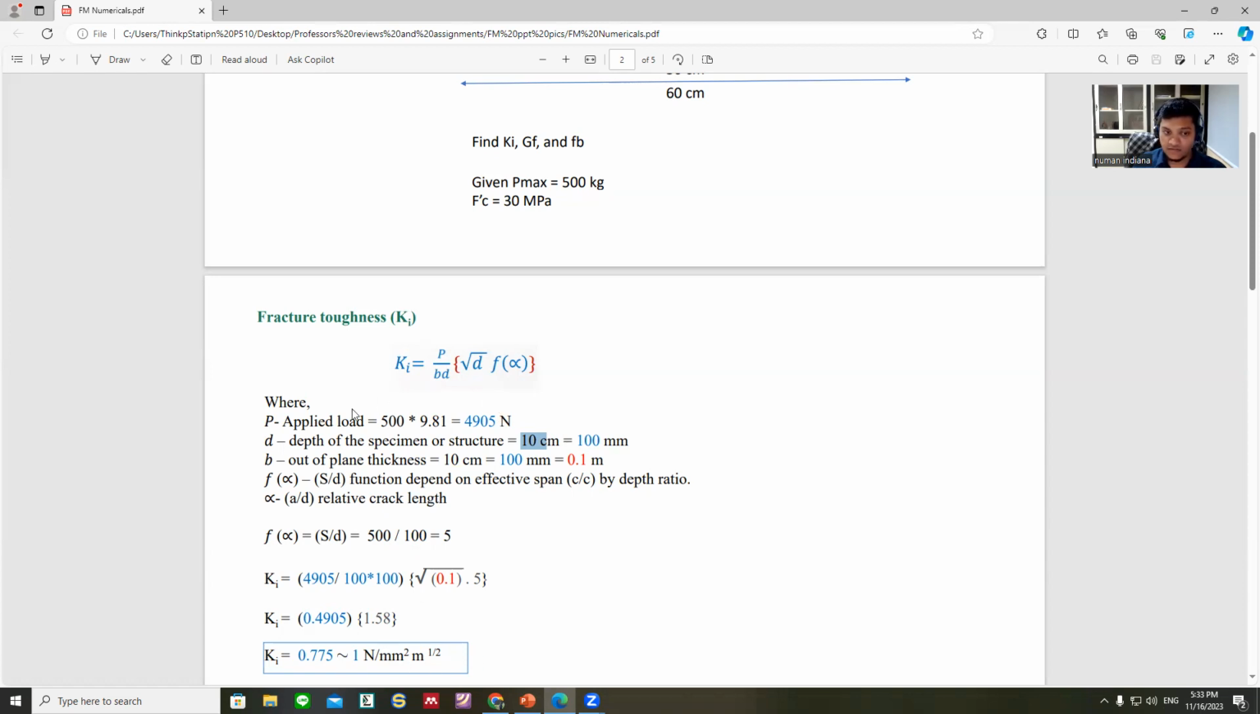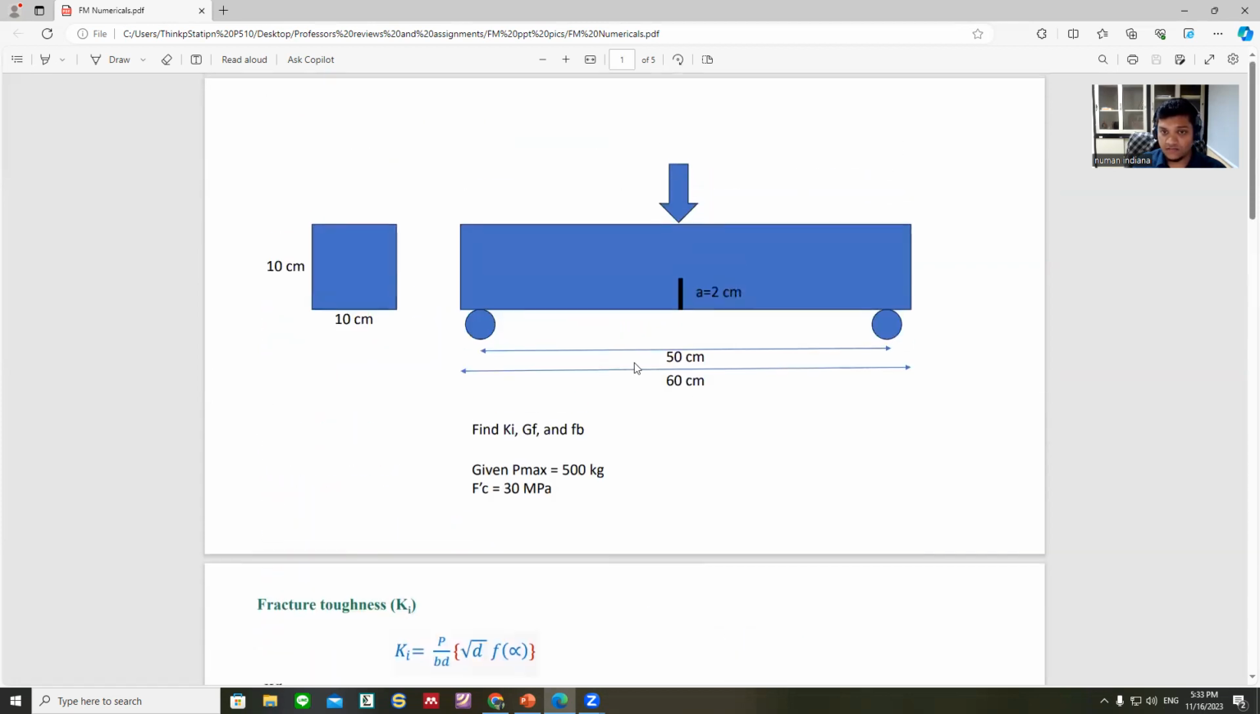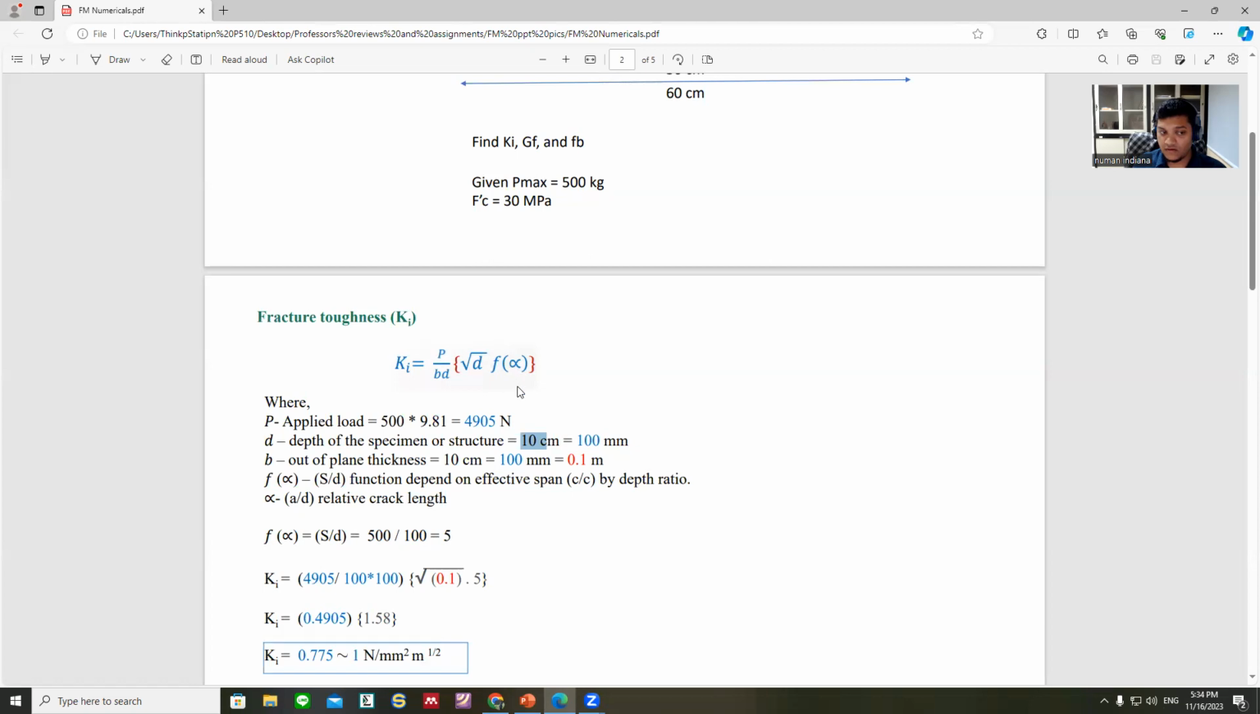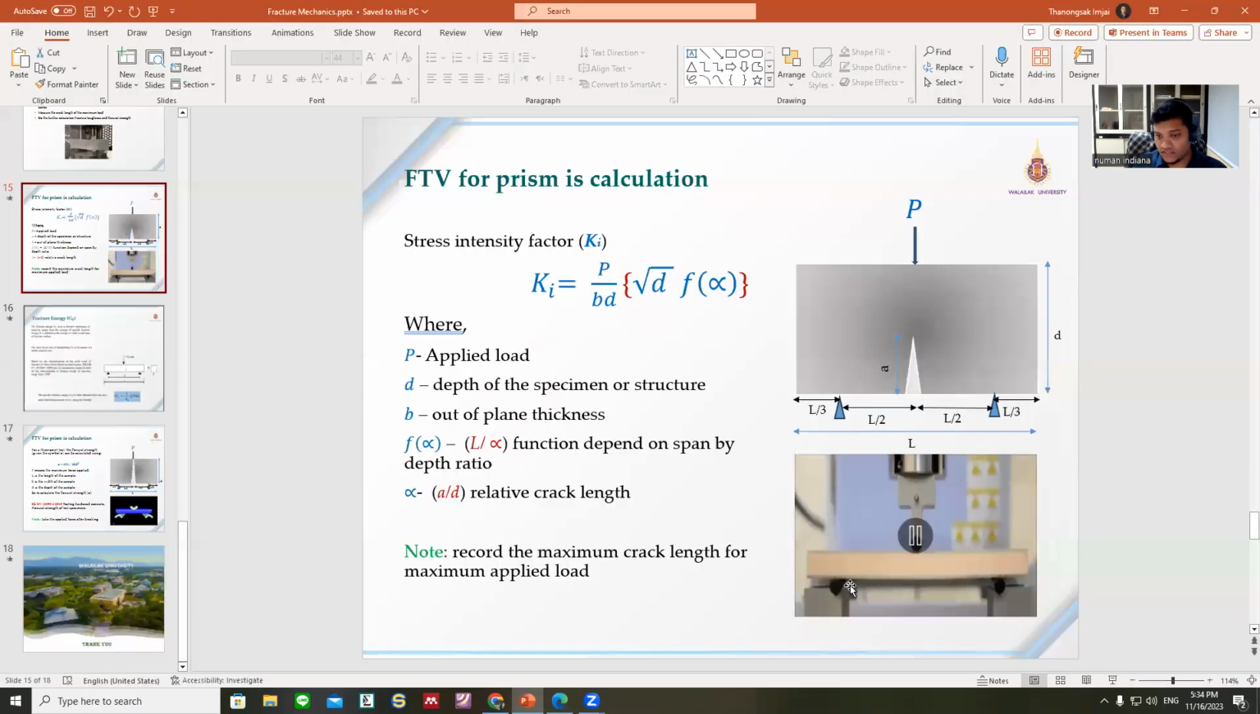So if you see the calculation, S is the span, the effective span, not the total span, because the function of alpha depends on the effective span from center to center of the supports. So this is the effective span.